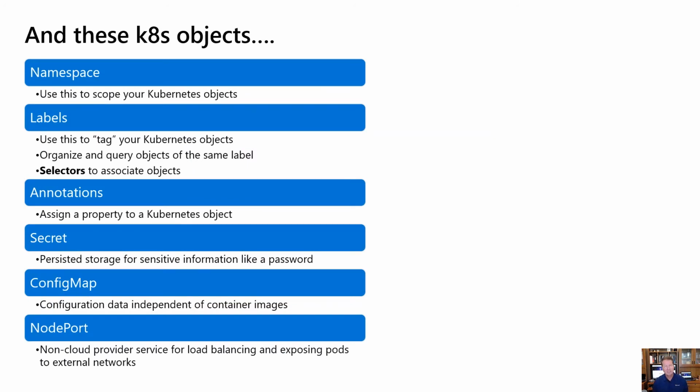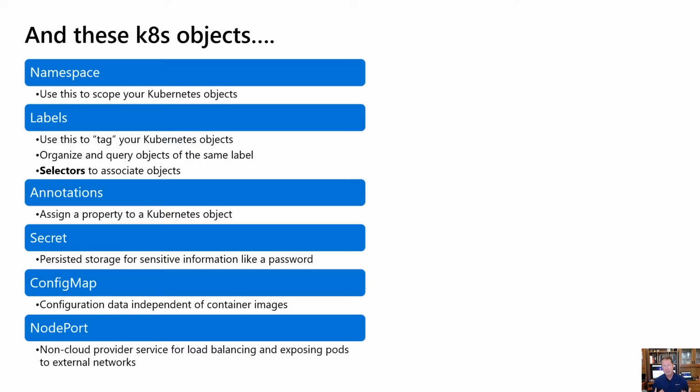Now, there are other objects that are important from the K8S environment, including a namespace. This is great for scoping your deployments. You can have a development namespace and a production namespace. And I use that namespace concept all the time. Labels are great. Labels are a way of tagging things to organize objects, to query things, and to manage things at a certain level based on a label. And annotations are another way to assign properties to objects to help you use and manage Kubernetes objects based on the annotation, or to associate objects together, like associating a load balancer with a certain pod.